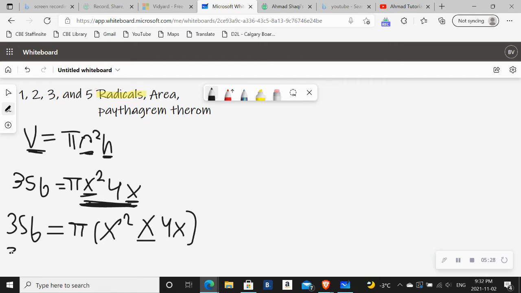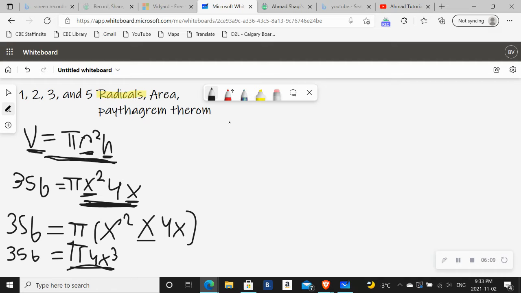So 356 equals pi 4x cubed. Look at that. We made that smaller. See, instead of having three things right here, like in the beginning, we only now have two. Makes it smaller, makes it easier.